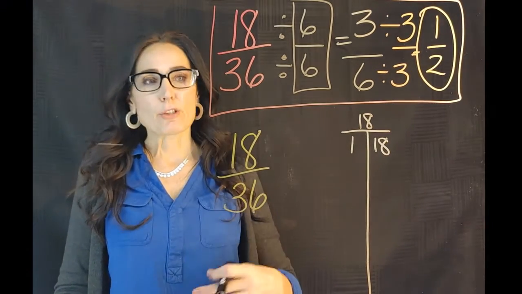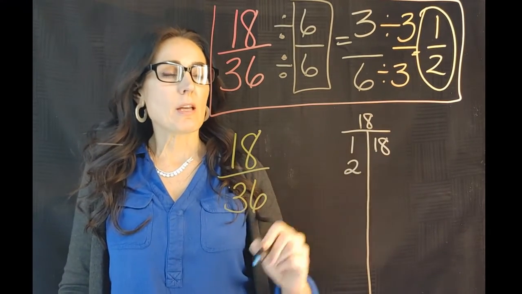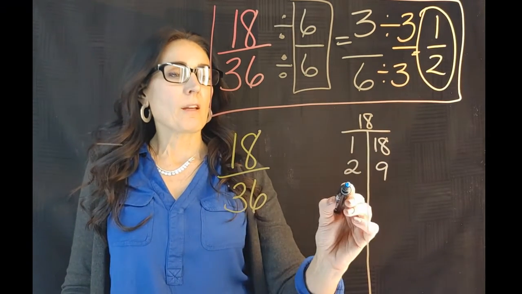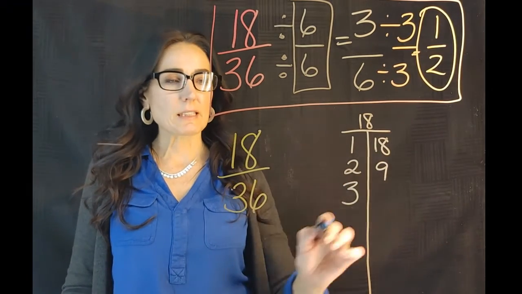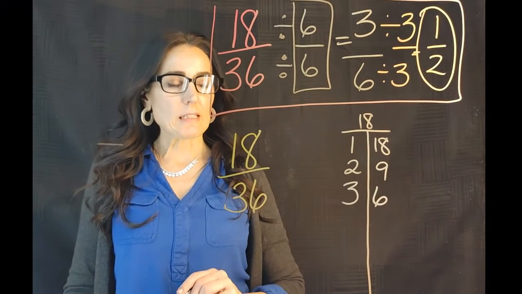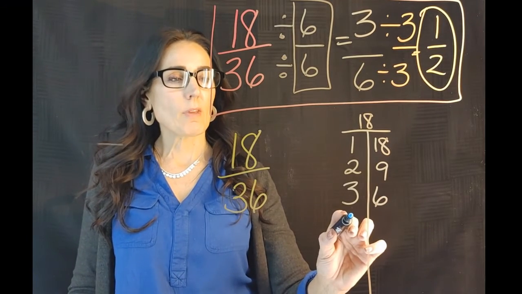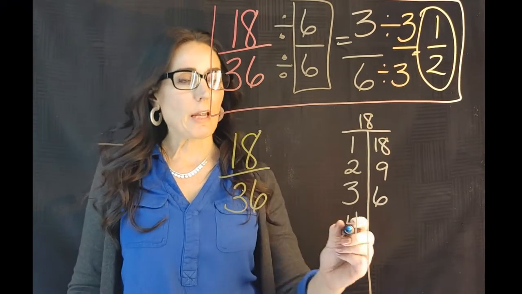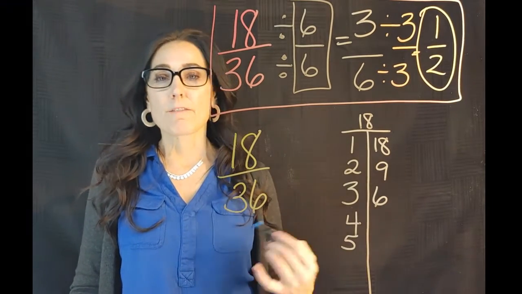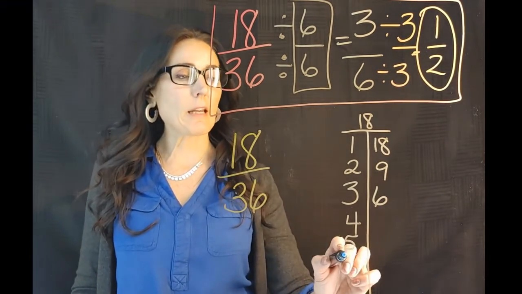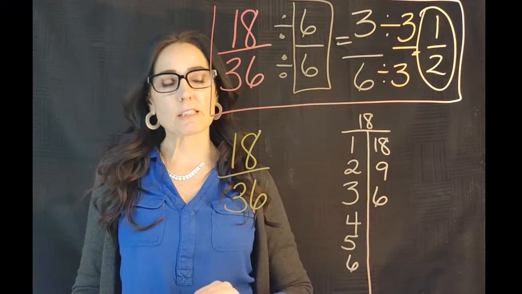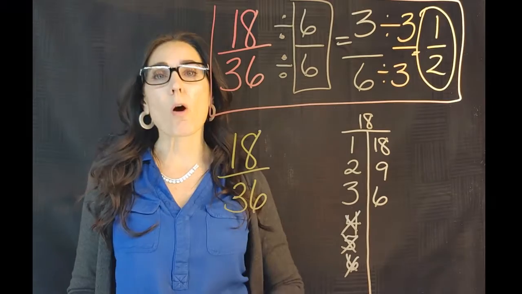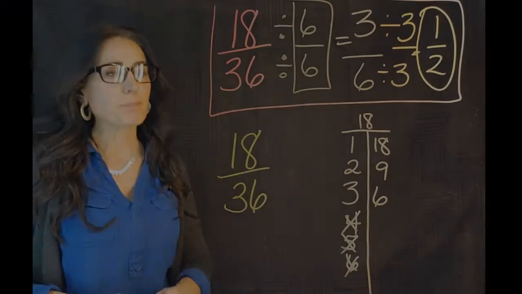All right, then I'd simply go straight to the number 2, and 2 times 9 is 18. 3 times 6 is 18. And 4 times nothing equals 18. 5 times nothing is 18. Then I go to the number 6, and I already have 6. So we don't really need these additional factors because we already have all of the factor pairs for 18.